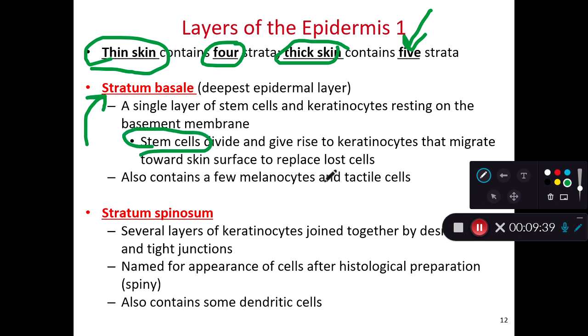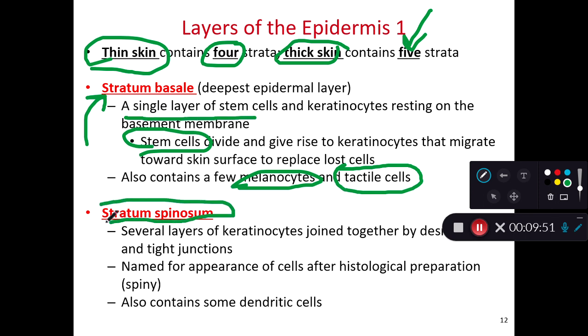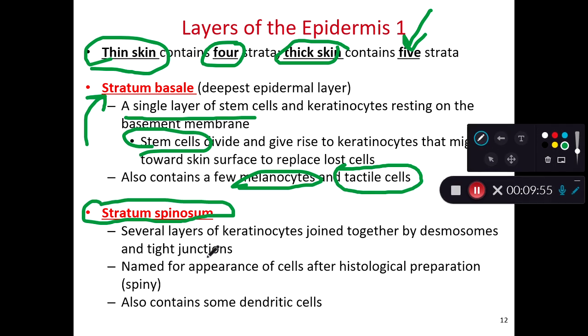It also is going to have the melanocytes and some of those tactile cells, which I pointed out in the previous figure. And I need to emphasize it's a single layer of cells. Then we also have the stratum spinosum. The stratum spinosum is multiple layers of keratinocytes. These keratinocytes are bound together by cell-cell junctions we talked about previously, called desmosomes.